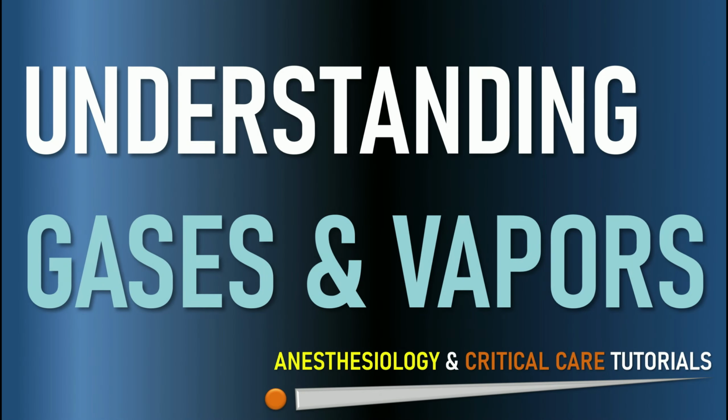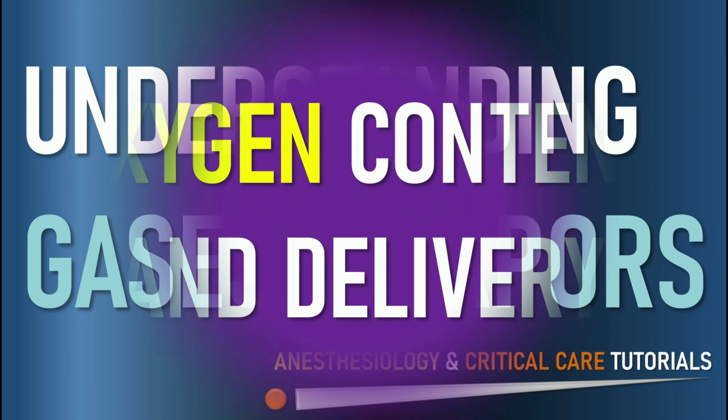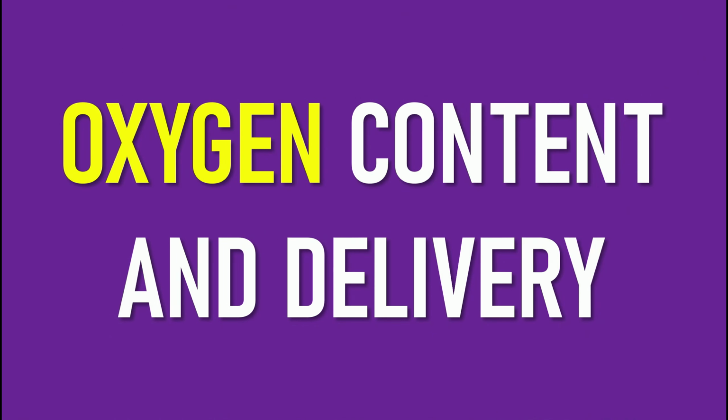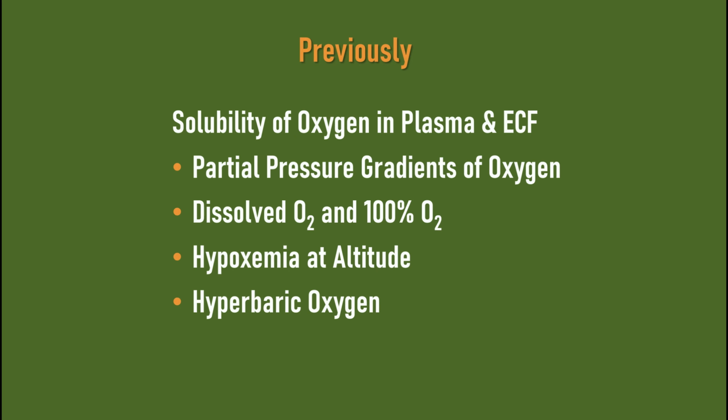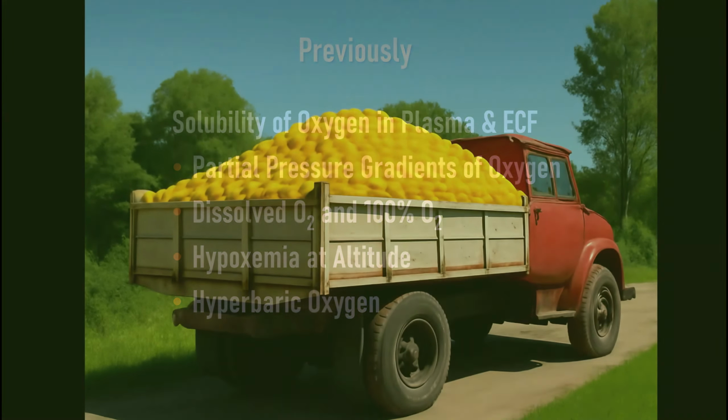Understanding gases and vapors, oxygen content and delivery. In the previous tutorial, we looked at the oxygen cascade and the solubility of oxygen in plasma and interstitial fluid. I explained that the movement of oxygen from blood to the mitochondria is governed by partial pressure differences and that oxygen's low solubility is a major asset that ensures rapid transit through the tissues to the cells.